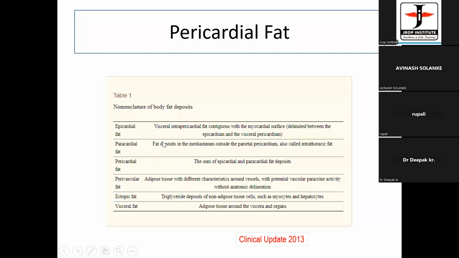So if I have to sum up, there is epicardial fat, pericardial fat, perivascular fat, ectopic fat, and visceral fat. But what we are concerned with is the epicardial fat and pericardial fat. And the category outside the pericardium in the mediastinum is also known as intrathoracic fat. The sum of epicardial and pericardial fat is known as pericardial fat. So we look at epicardial fat, and we look at intrathoracic or pericardial fats.